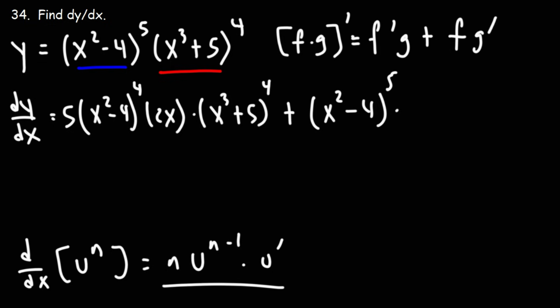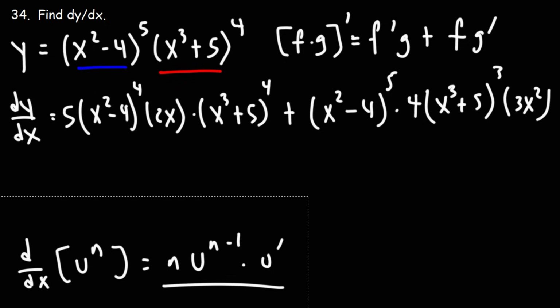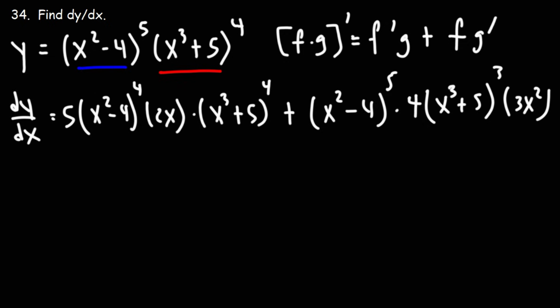So let's use this formula to find g prime. Our n value is 4. The u part will be x cubed plus 5 raised to the n minus 1. 4 minus 1 is 3, and then times u prime. The derivative of x cubed plus 5 is just 3x squared. So that's the answer. But now let's see if we can simplify by factoring out the GCF.